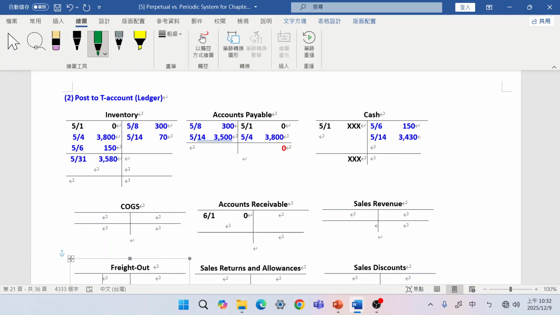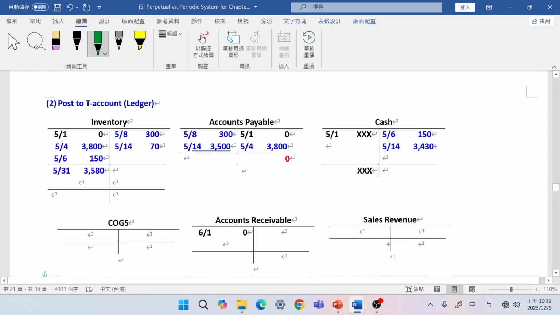If you finish, you can double check your answers right here.